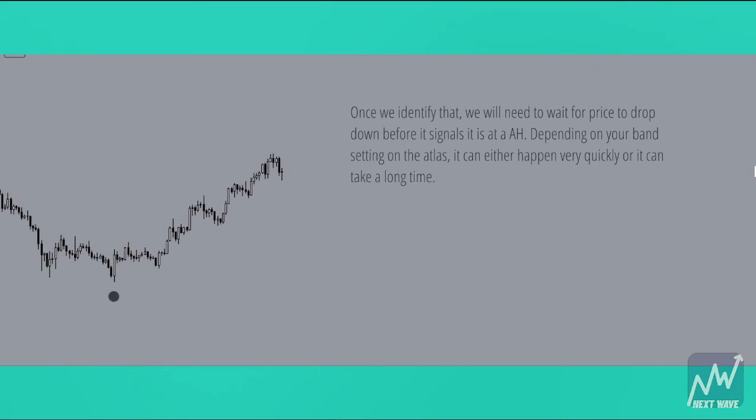a absolute high. Depending on your band setting on the Atlas, it can either happen very quickly or it could take a long time. If you have this at the RSI line, it's going to come at a very moderate time. If you have it on the arbitrage band, it's going to take longer for that to activate rather than if it was on the RSI line. I know it sounds a little confusing, but the more you use it, the more it's understandable.